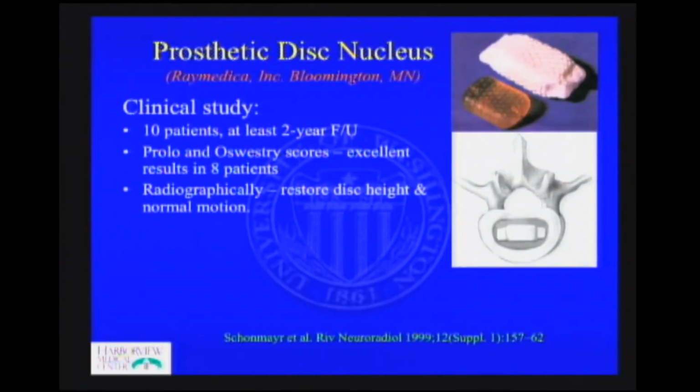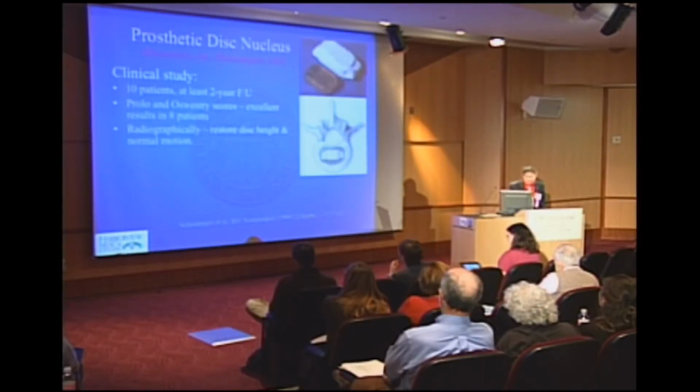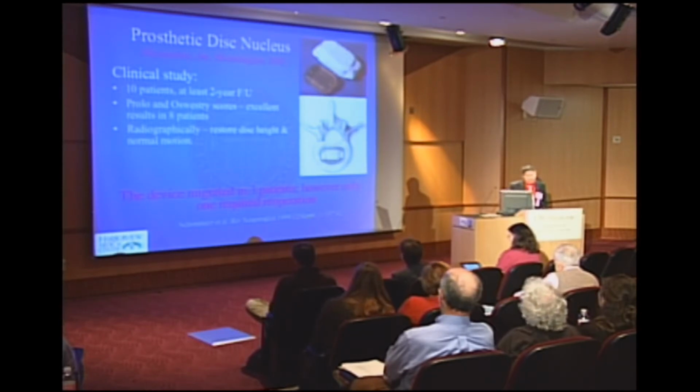They tried it in 10 patients, with at least 2 years follow-up, using the Prolo and Oswestry scores, which showed excellent results in 8 patients. Radiographically, they could restore the disc height and the normal motion. However, 3 patients had the device migrate, but only 1 required surgery.